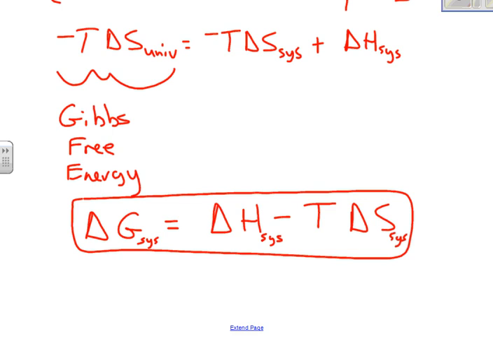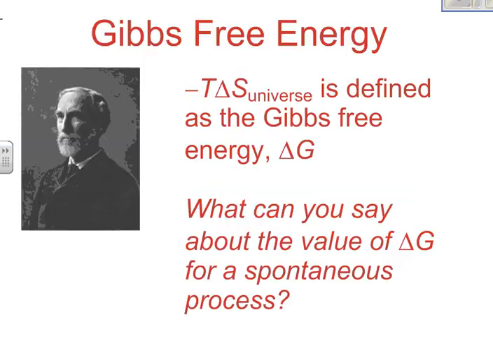So by using this equation, rather than trying to figure out the delta S of the universe and having to deal with the surroundings, we can focus strictly on just the system to determine whether it's going to behave spontaneously or not. So we've got Willard Gibbs here, who actually is an American mathematician, and he was the one who derived that relationship.